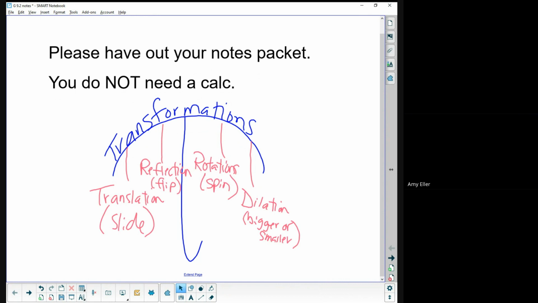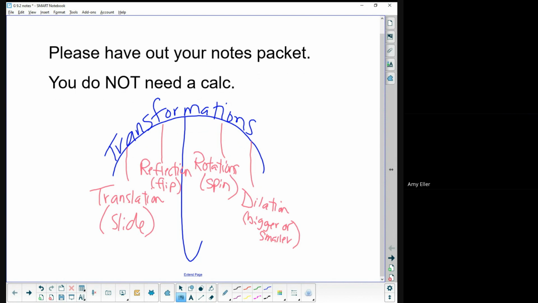So the fourth one will not be studied for a while because it is different. So it's under the umbrella, but we're not going to study it right now. The reason is these first 3 are what we call rigid motion. We talked about that in the last lesson. Rigid motion. Does anybody remember what that means? Yeah. It means to preserve or keep the same size and shape.